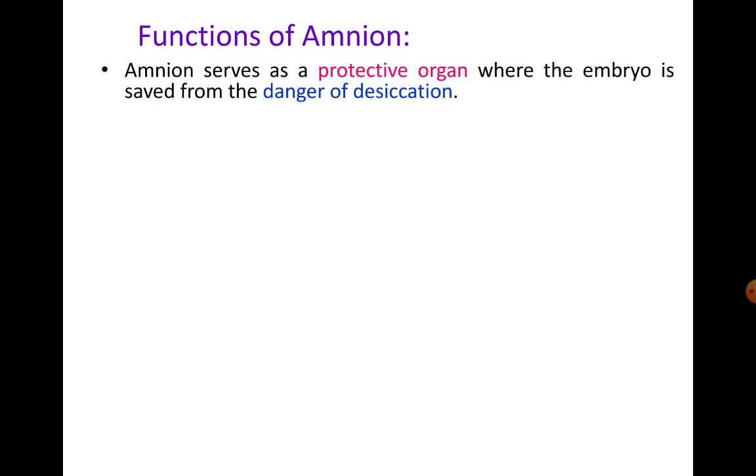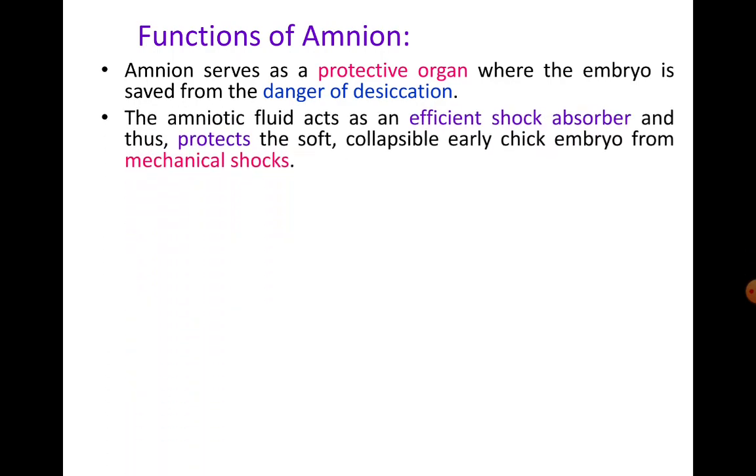Now what are the functions of amnion? This amnion serves as a protective organ where the embryo is saved from the danger of desiccation. How does it save from desiccation? This amnion is filled with a fluid called amniotic fluid, and that in turn acts as a shock absorber and also prevents the embryo from the danger of desiccation, and it also protects the embryo from any kind of mechanical shocks.